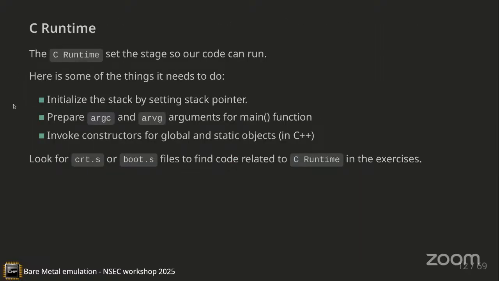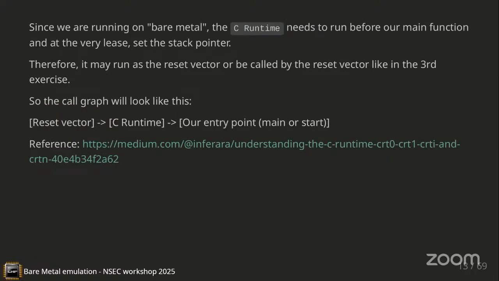So in the exercise, that C runtime is either called crt.s or boot.s. In real life, they might also have different names, but it's good to look for S files if you have source code for an embedded device. Yeah, that's the call graph. So reset vector calls C runtime, then the C runtime will call our entry point, which is called K main.